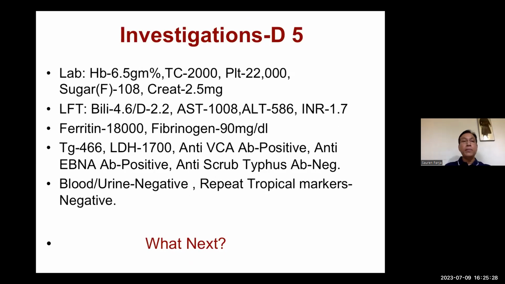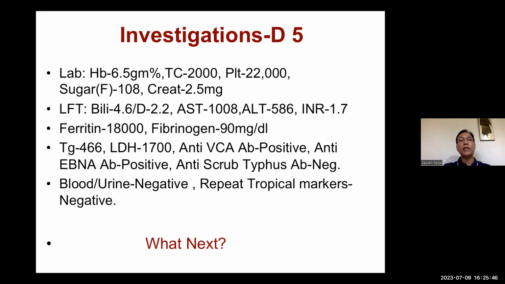So by the 4th, 5th day, we receive the investigation results also on a daily basis. Sometimes we repeat the investigations. So on that day, the hemoglobin was 6.5 gram. Total count reduced from the earlier one to 2,000. Platelet count was 22,000. Patient had sugar and creatinine.